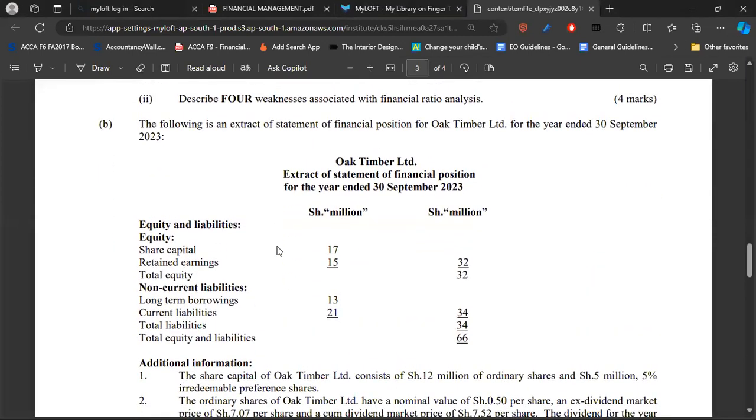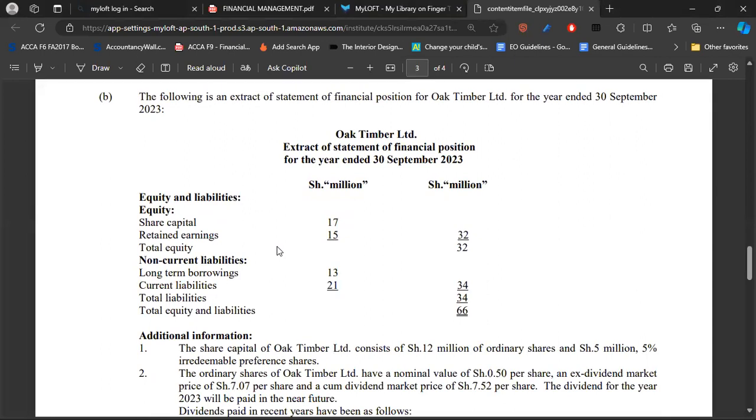Someone to read the question. Cost of capital, WACC, December 2023, question number 4b. The following is an extract of the statement of financial position for Oak Timber Limited for the year ended 30th September 2023. Equity and liabilities. Equity: share capital 17 million, retained earnings 15 million, total equity 32 million. Non-current liabilities: long-term borrowings 13 million. Current liabilities 21 million. Total liabilities 34 million. Total equity and liabilities 66 million.